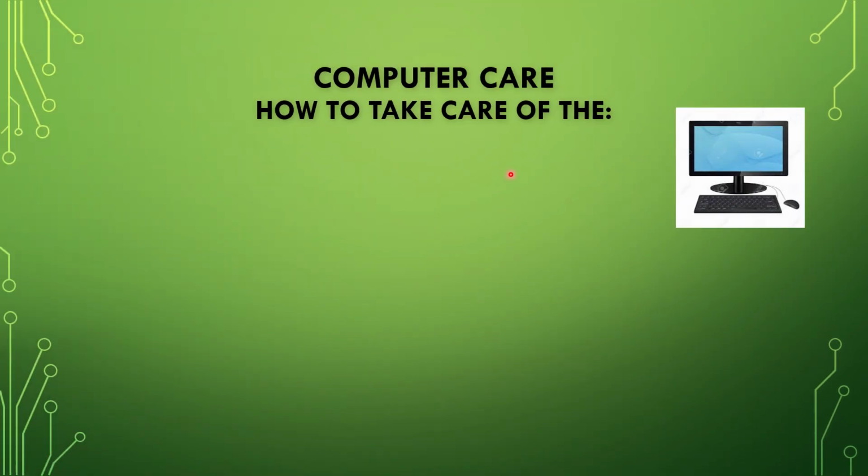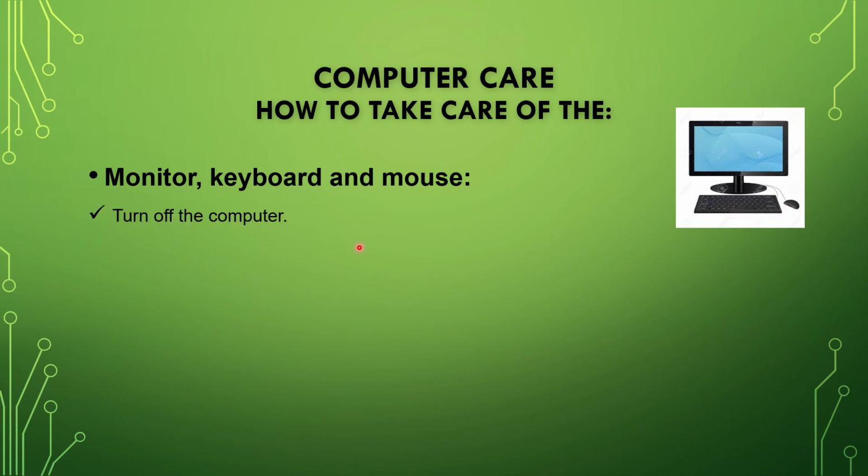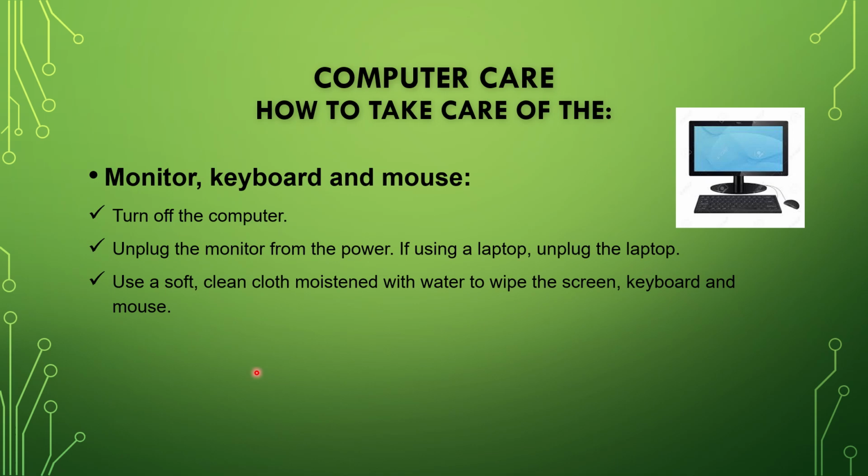Now, computer care, how to take care of the monitor, the keyboard, and the mouse. Turn off your computer. That's your first step. Unplug the monitor from the power. If using a laptop, unplug the laptop. Number 3, use a soft, clean cloth moistened with water to wipe the screen, keyboard, and mouse.